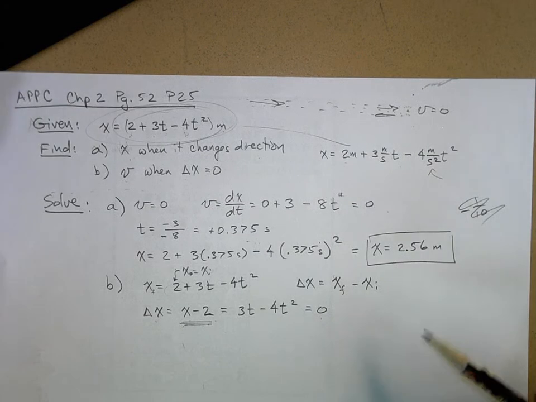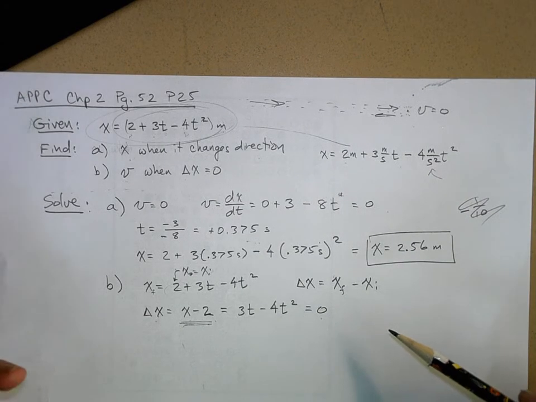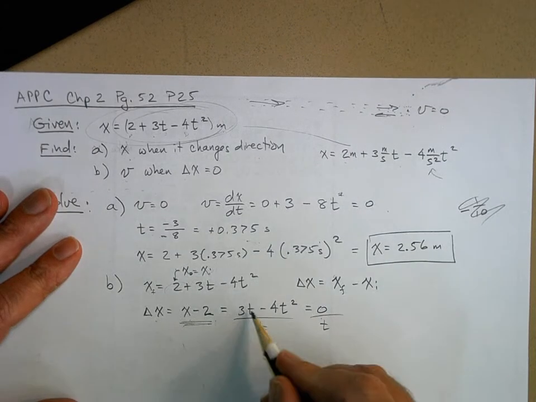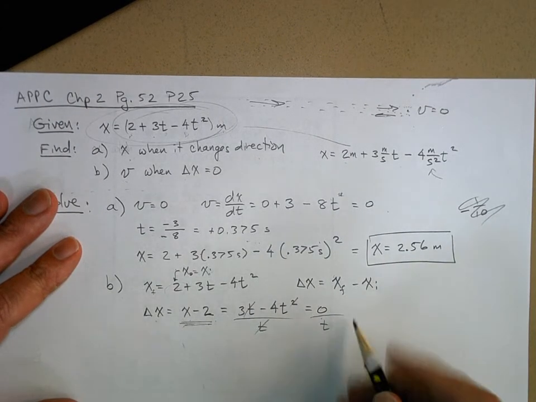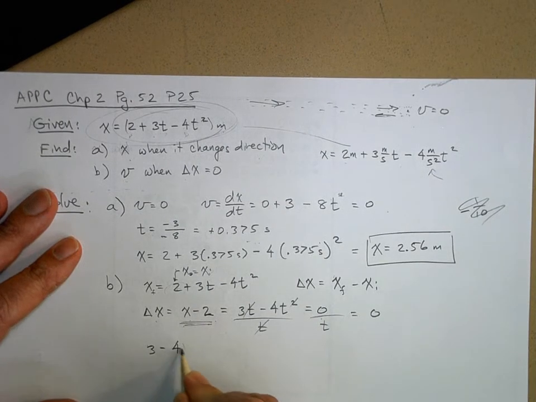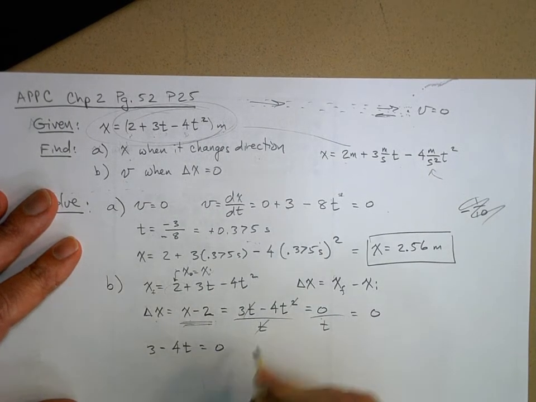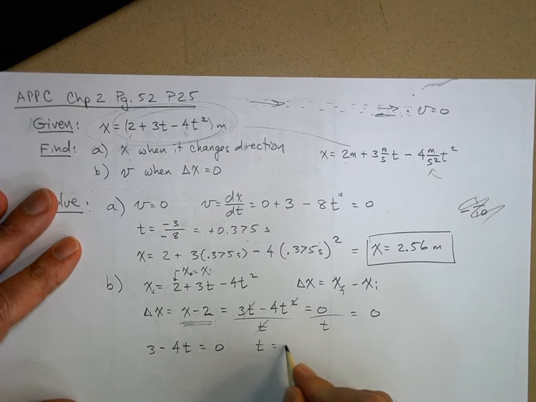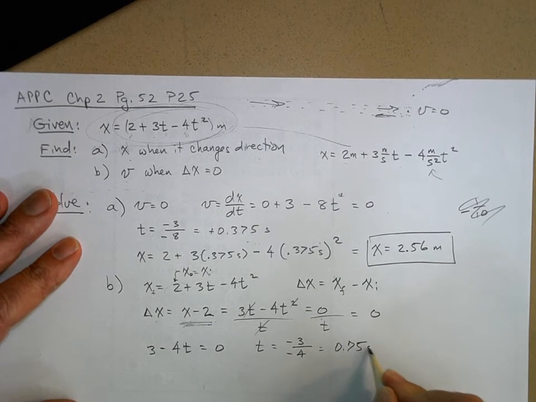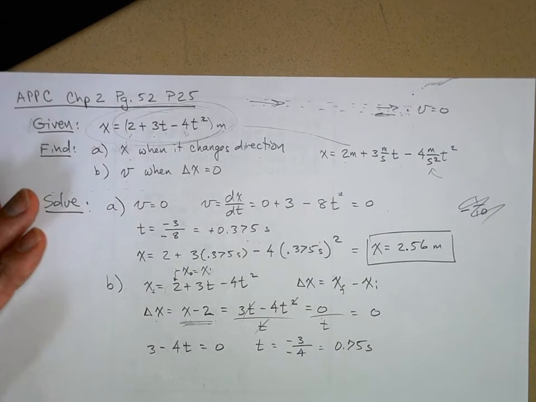What we're trying to do here is find time. So to find the time that this happens, I'm going to divide both sides by time. That cancels this out. Still equal to 0. So I get 3 minus 4t equals 0. So t is equal to negative 3 over negative 4. So that's 0.75 seconds.